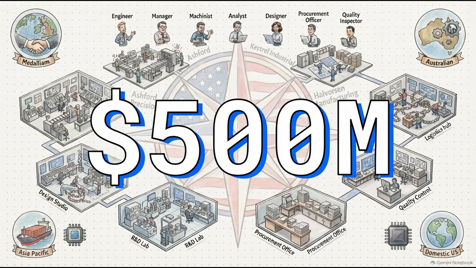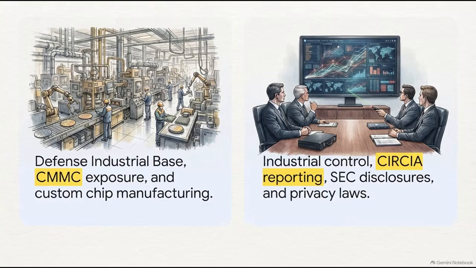And it's not just domestic. This company has divisions spanning the UK, Australia, and an Asia-Pacific division built specifically around custom chip manufacturing. Now here's where it gets really smart. They structured the company's business into 2 distinct lines to maximize relevance. On one side, you've got the defense line, sitting right in the defense industrial base, dealing with intense CMMC and DFARS exposure, plus that custom chip manufacturing.